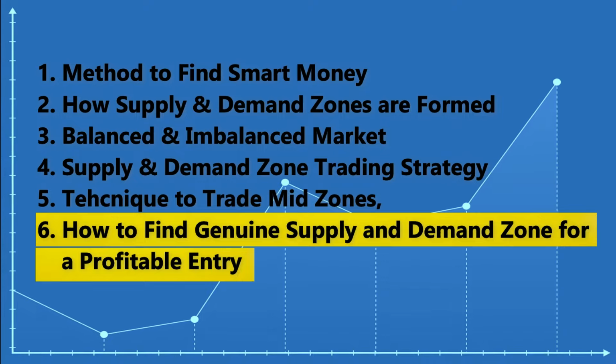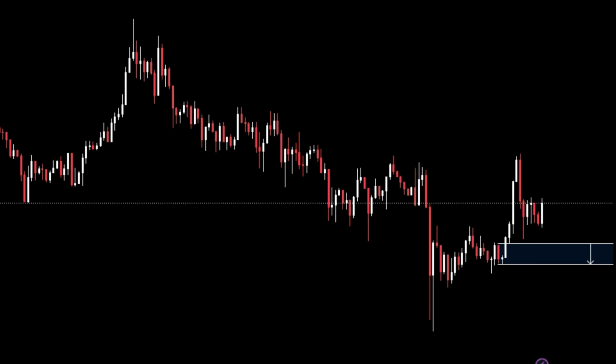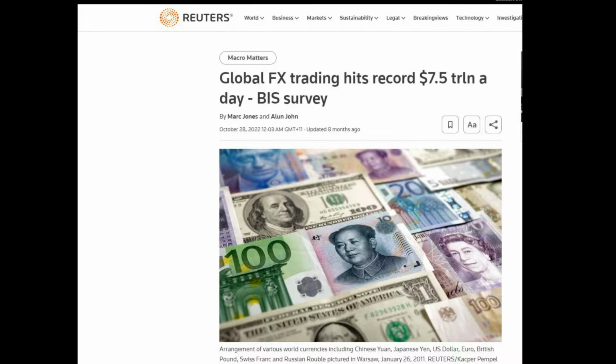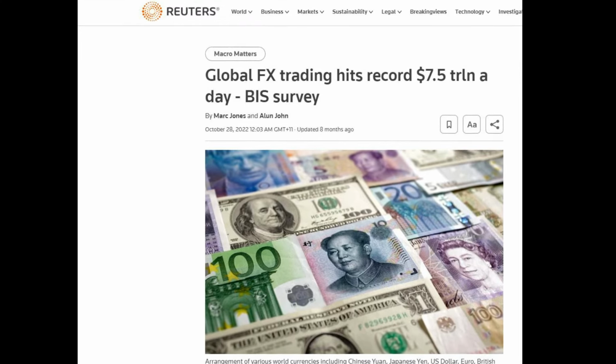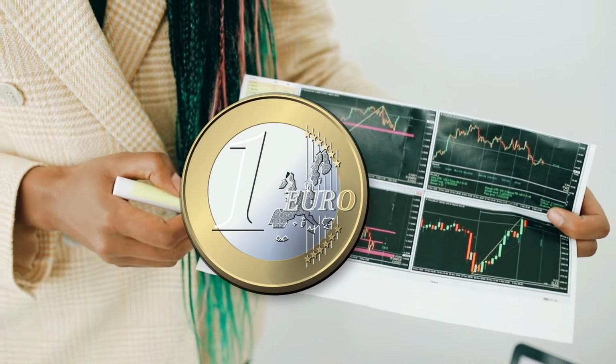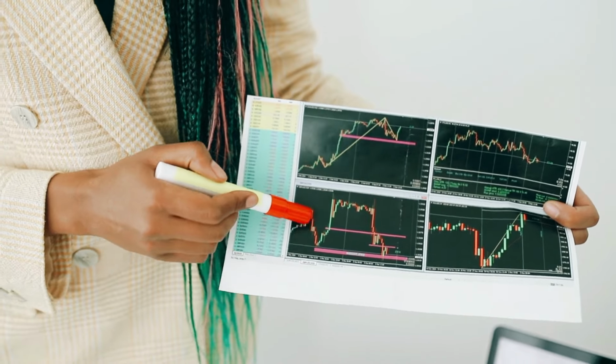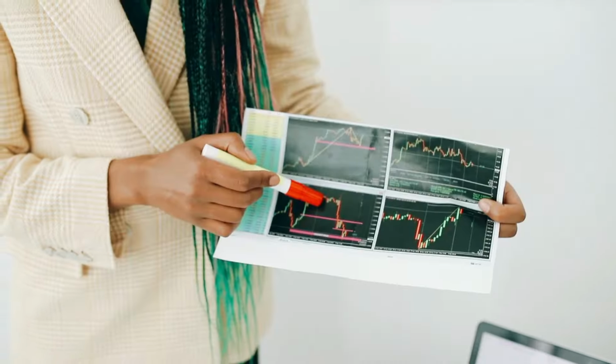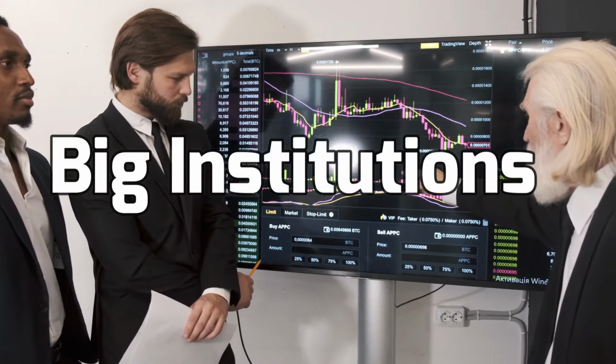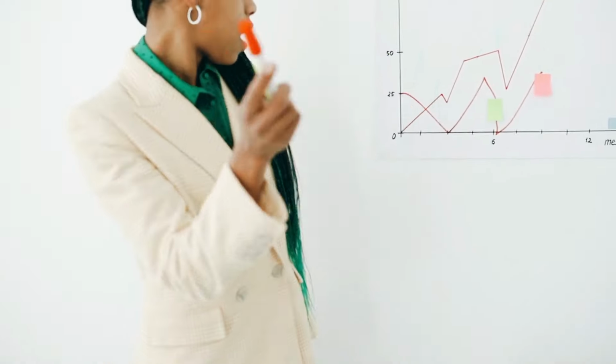How to find genuine supply and demand zone for a profitable entry. The forex market has turnover of $7 trillion or more, and to move a popular pair like Euro USD, it is going to take millions if not billions in buy or sell orders. And it is usually big banks or institutions like retirement funds that have billions to place those big orders.